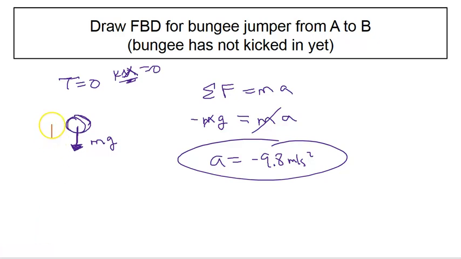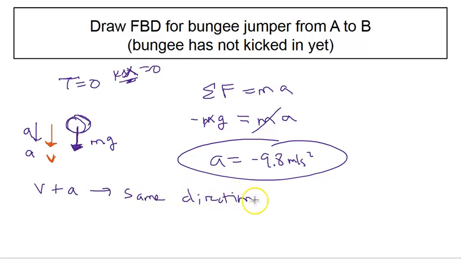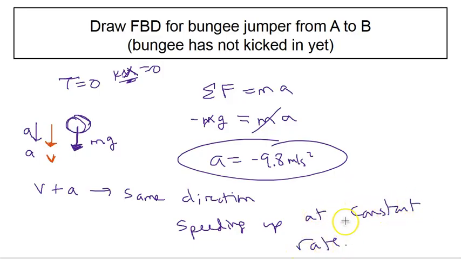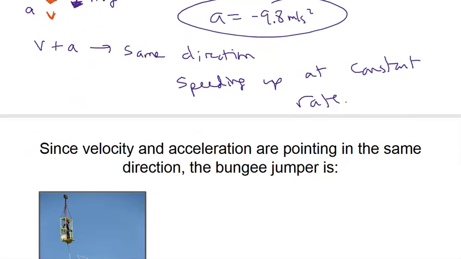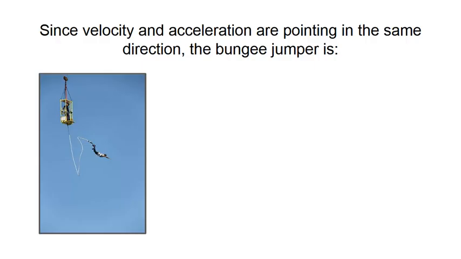So please write this down. Our velocity is down. It starts at zero, but every other instant velocity is down, and the acceleration is down. So since V and A are pointing in the same direction, the bungee jumper is speeding up at a constant rate.